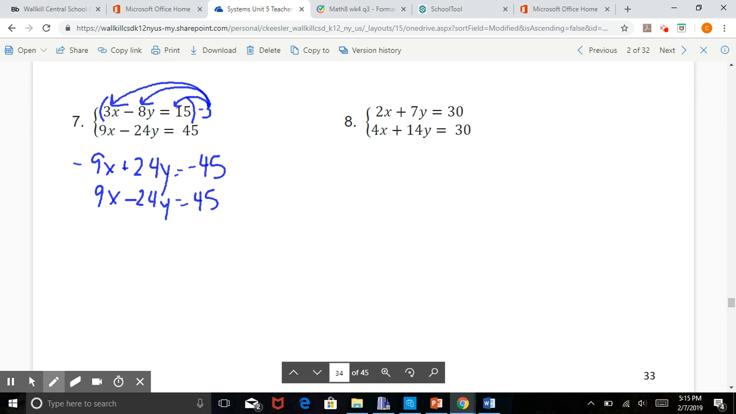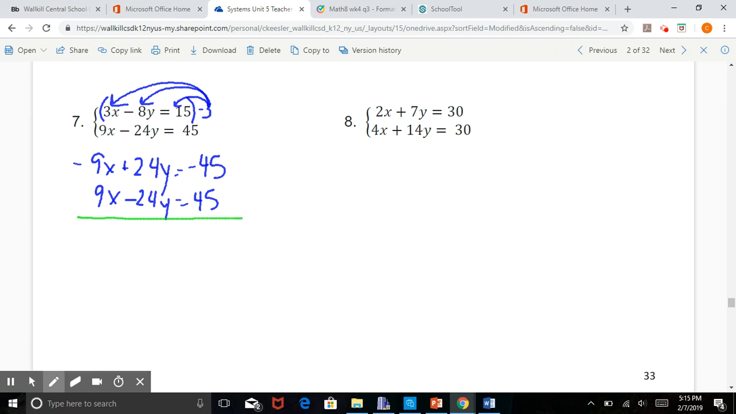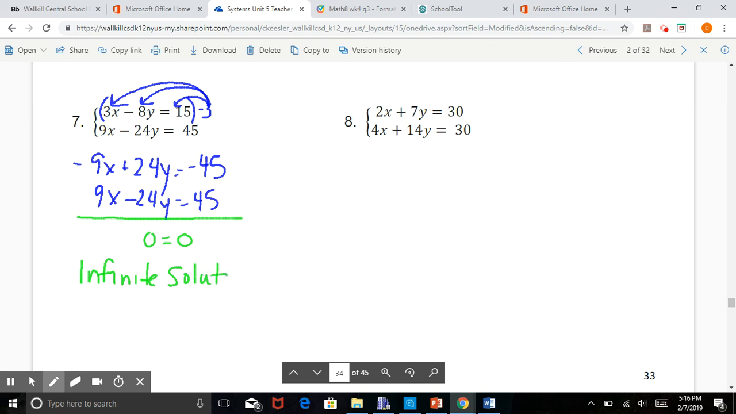These look awful familiar. So now when I go to solve this, the 9x's cancel out, the 24's cancel out, and the 45's cancel out. So what happens here is I get 0 equals 0. These two equations are infinite. 0 equals 0, that means there are infinite solutions. If I had decided to just multiply the top one by positive 3 instead of negative 3, I would have had exactly the same equation. So they are the same equations, therefore there are infinite solutions.